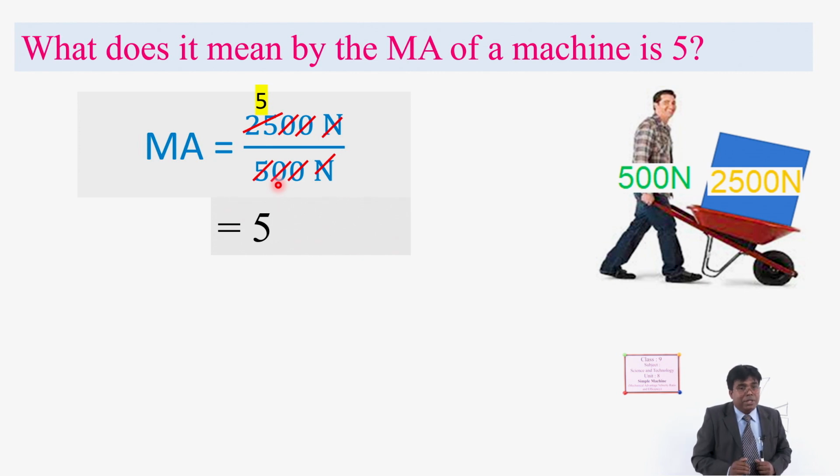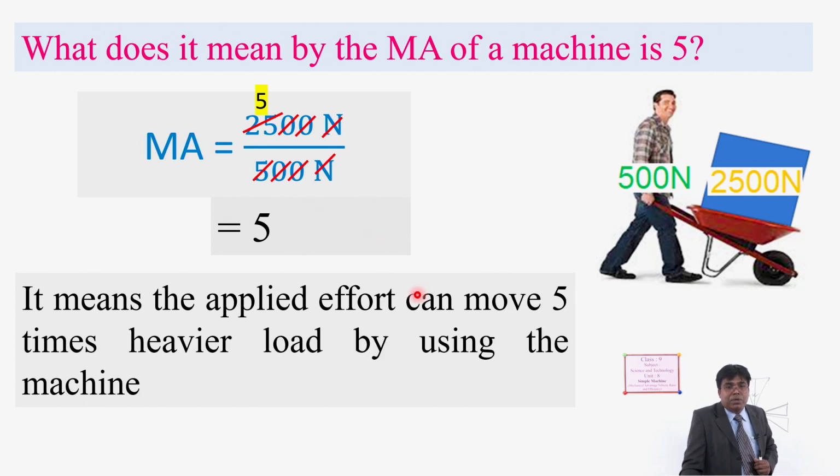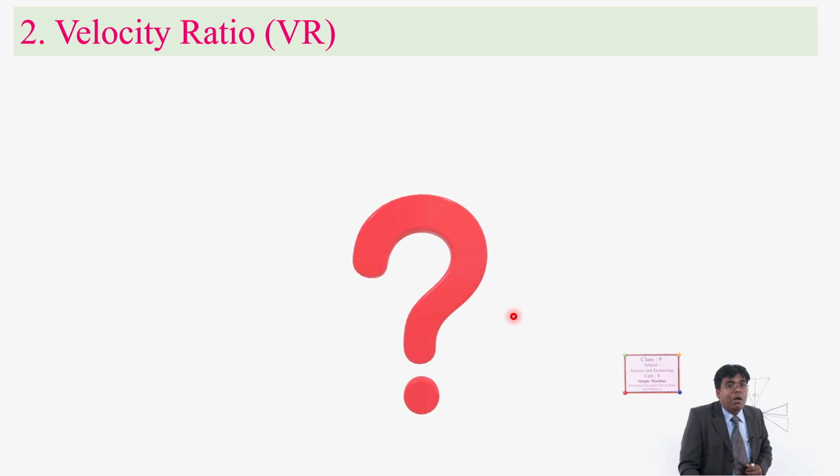So what does it mean then? Obviously, the person is applying 500 Newton effort to move this 2500 Newton load. Okay, so very simply we can say that it means the applied effort can move 5 times heavier load by using the machine. In place of this, maybe this value will be different. In place of 5, you will have other values, 3, 2, whatever. So on the basis of that, you can change this 5 accordingly. Okay. Now, next topic, velocity ratio.